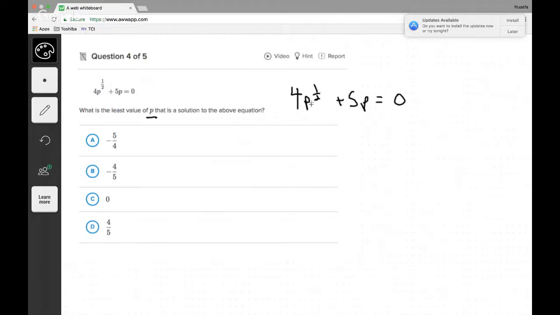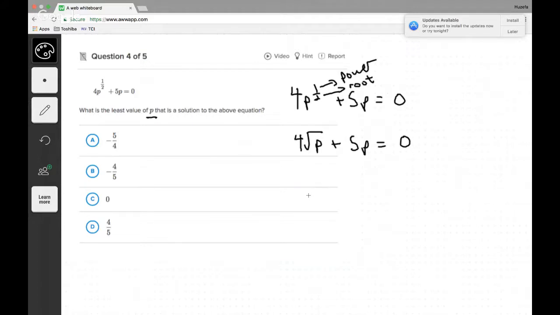Guess what? Anything to the 1/2 power is just the square root. It's the same thing, because with a fractional exponent, the numerator is the power you're raising it to, okay? And the denominator is the root, the radical. So this means it's going to the 1 power, which is nothing, it's just the number itself, and then taking the second root, the square root. So this can be rewritten as 4 square root p plus 5p equals 0.